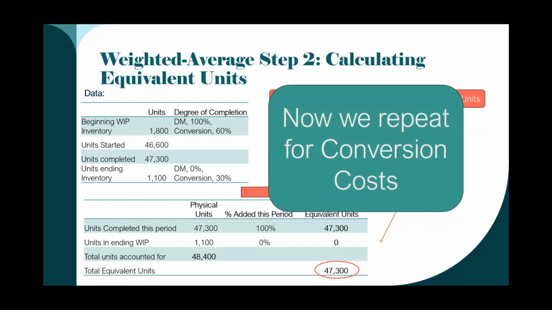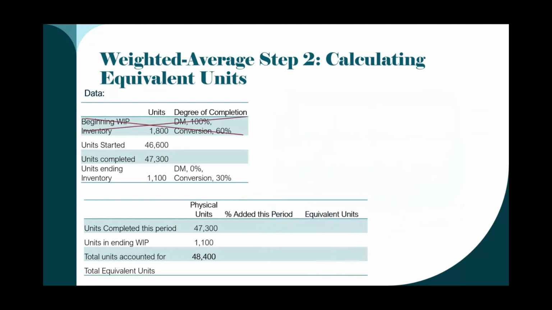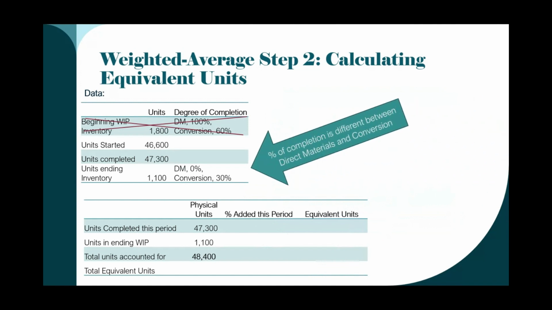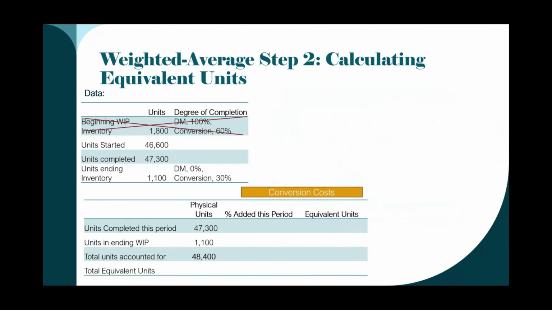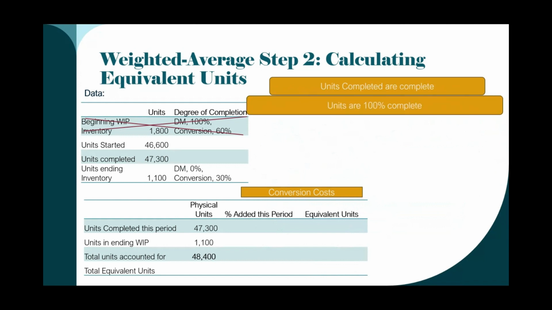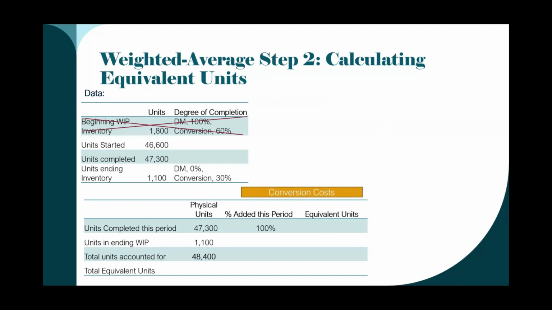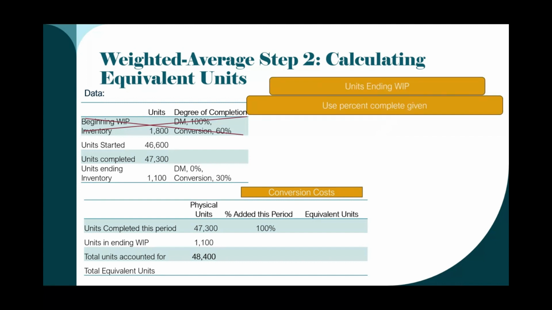Now we have to repeat this process for the conversion costs. So again, our degree of completion is different between the two, and so we are doing a separate set of equivalent units for our conversion costs. Again, our units completed are completed, so they're done with regards to conversion costs as well, so we put a 100% in our table. And then we look to our data to determine the status of our units in ending work in process. And here our table tells us that they are 30% complete. And so we're going to put the 30% into our table.